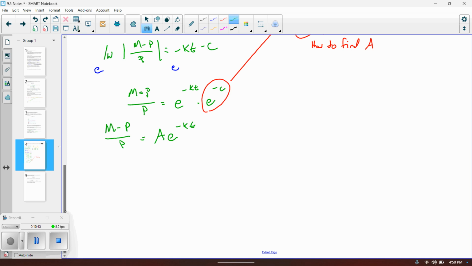All right, we still want to solve this for P. Let's go ahead and divide the left side. We're going to split up that fraction, divide everything by P, so we're going to get M over P minus P over P, which is 1, equals a e to the negative kt. All right, we're getting there. We want to add 1 to both sides. M over P equals a e to the negative kt plus 1.